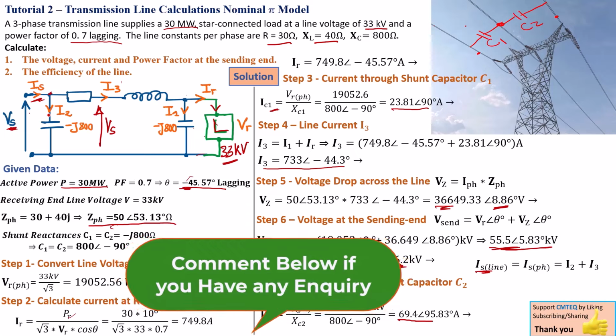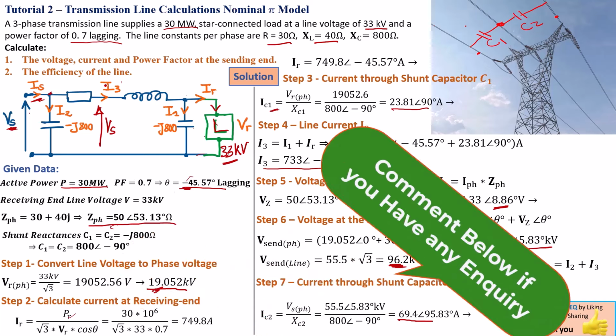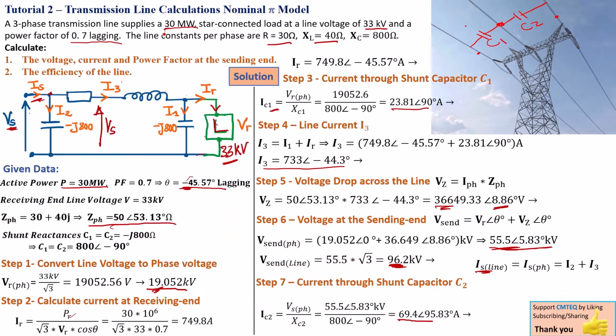So let me know in the comment section if you're going to get it right, because after you find the power at the sending end, you can then take the power at the receiving end here of 30 megawatt, and divide it with the power at the sending end. That means you're going to get your question number 2, the efficiency of the line. So I'm going to stop this here. If you attempt to get that final efficiency, let me know in the comment section.